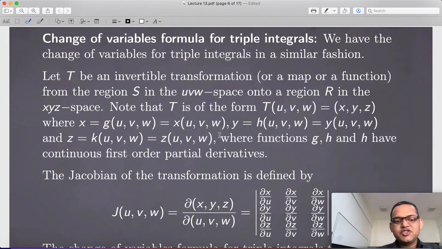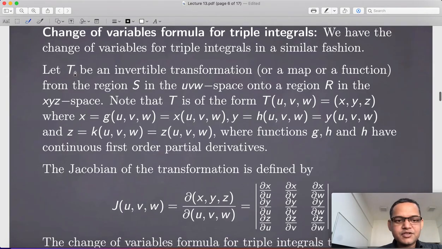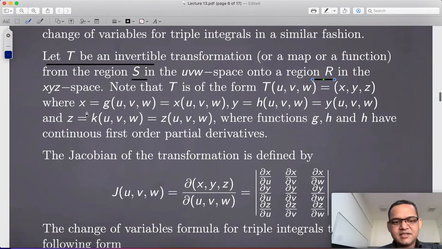Now in that case you are going to have functions from R3 to R3. So the transformation is going to take a region from the u, v, w space to a region in the x, y, z space. I should not say plane, I should call it space. Again the same situation: you take an invertible transformation which maps this S from this space to another region R, and this is going to look like this. Now x, y and z are going to be functions of 3 variables, isn't it?